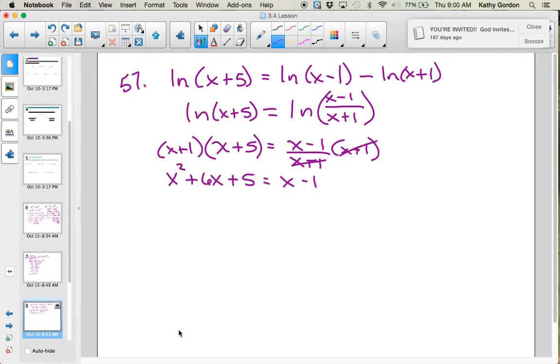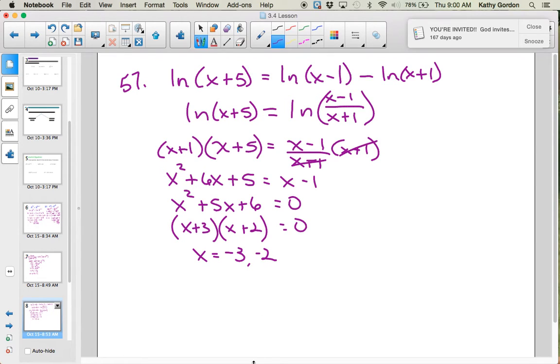And so now if I pull those over, I end up with x squared plus 5x, because it's just 6x minus x. Plus 6 equals 0. I can do that, can't I? X plus 3, x plus 2. Which means, according to this, the x's could be negative 3 and negative 2.